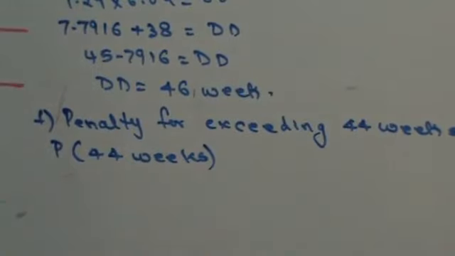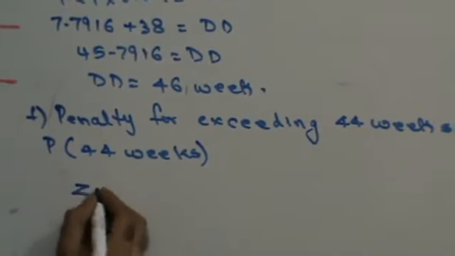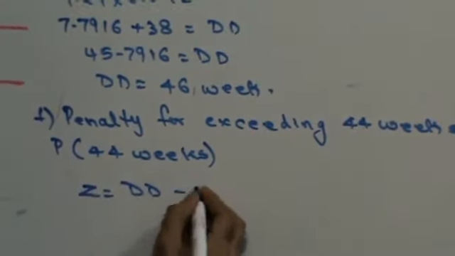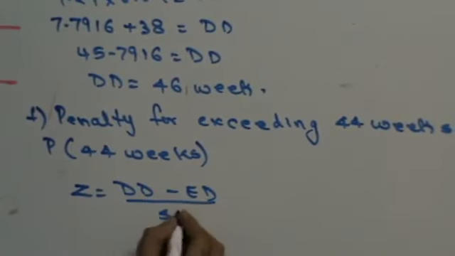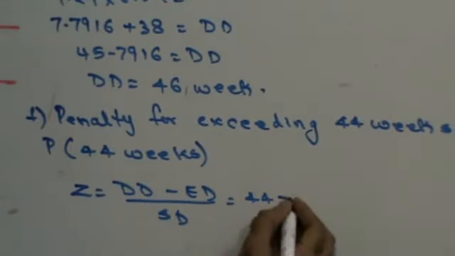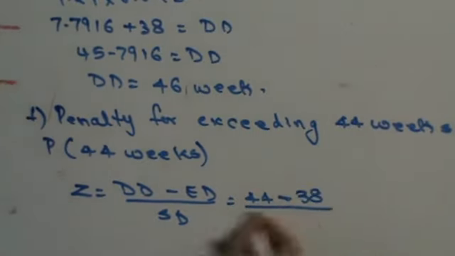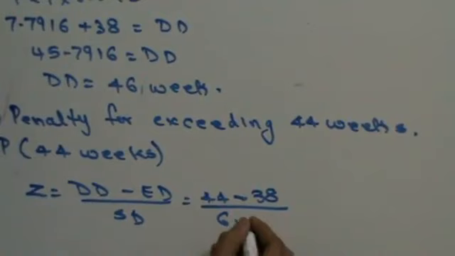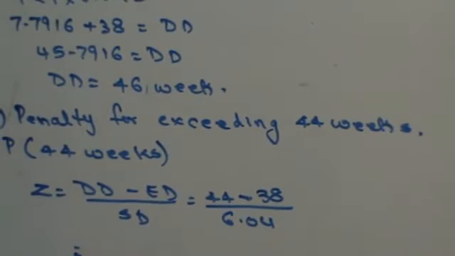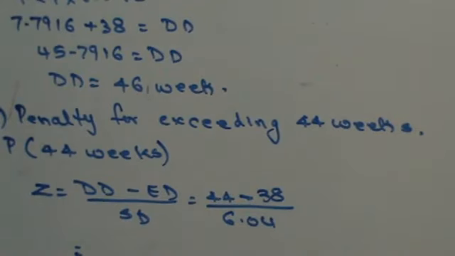For which I need to first find out Z. Z is due date minus expected date upon standard deviation. 44 weeks minus my normal project completion is 38 upon standard deviation 6.04. So this is going to be 44 minus 38. When you work this out, 0.9933, about 0.99. Right? Do we get this in here?